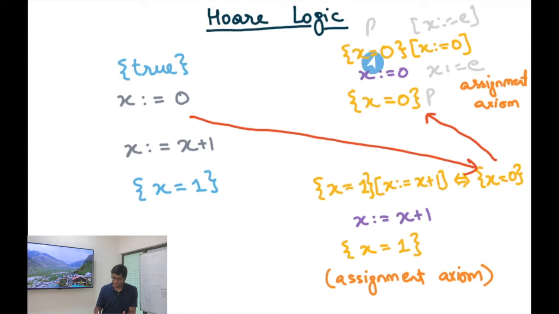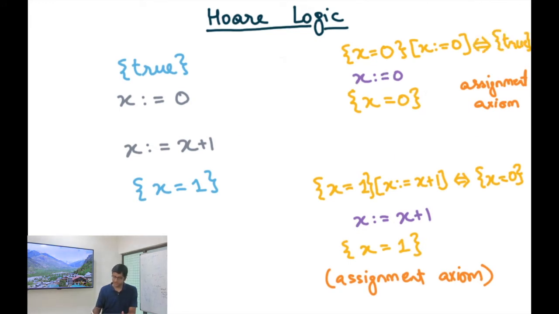And so what is P? P is x equals 0. What is the substitution I want? That is x colon equals 0. So x equals 0, where x has been substituted with 0, just becomes 0 equals 0. And 0 equals 0 is a tautology, so that just becomes true. So from the assignment axiom, we have been able to construct the Hoare triple true, x colon equals 0, x equals 0.